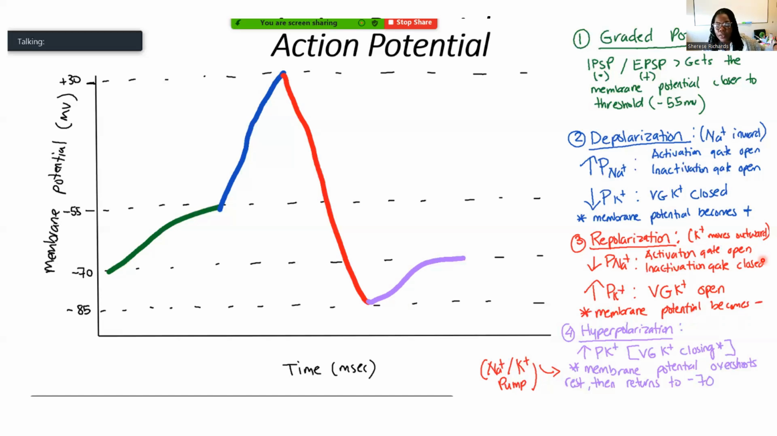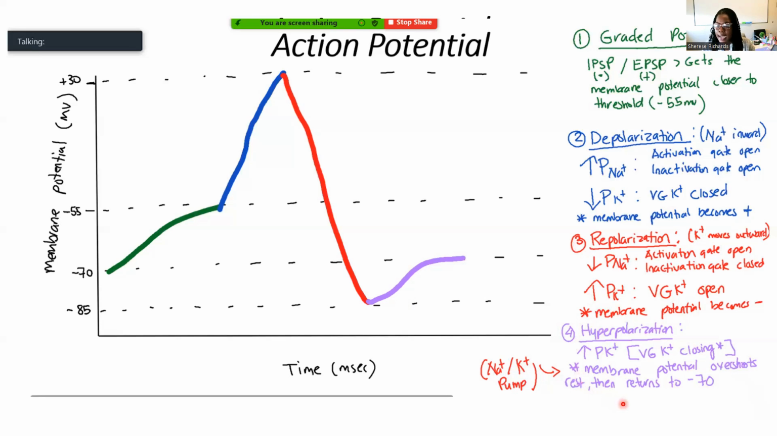So even if we had another graded potential come along and it was strong enough, it was negative 55, it's still not going to be able to open up the sodium channel. So we physically cannot fire another action potential in this state. This is called the absolute refractory period. Below, in the hyperpolarizing phase, this is going to be considered the relative refractory period.